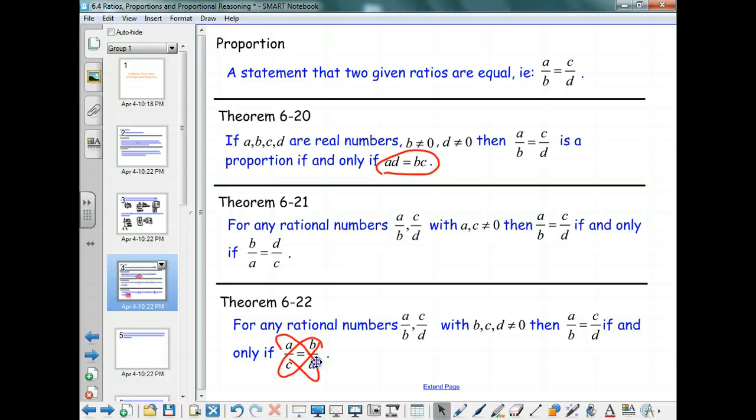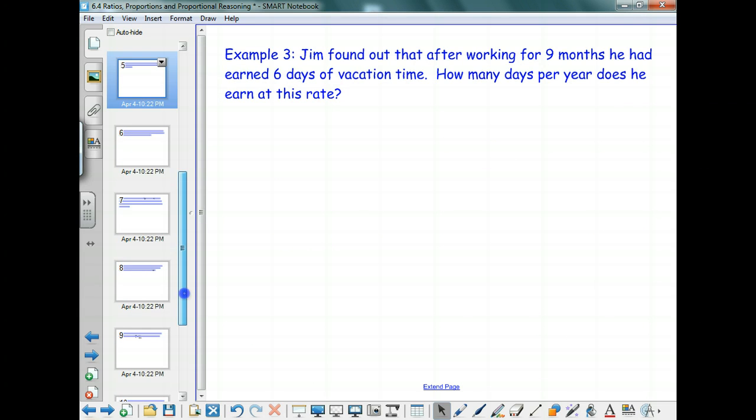Okay, are you with me? The reason that's valuable is because the type of problems we're working with can be solved in a variety of ways. Your proportions may not look like the ones that I write down, and they may not look like your neighbor's, but that doesn't mean they're necessarily incorrect. Okay? They could just be a variation, a different proportion form that follows those different theorems. So let's take a look at the first example.